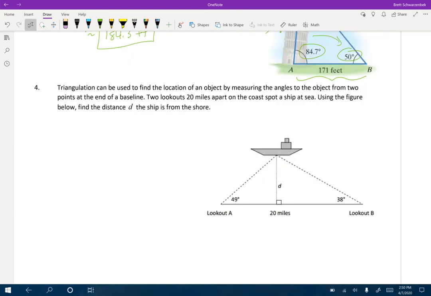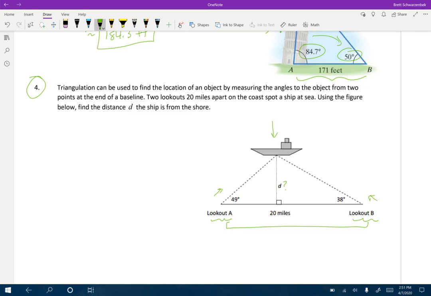All right, number 4, it says triangulation can be used to find the location of an object by measuring the angles to the object from the 2 points at the end of the baseline. It says 2 lookouts 20 miles apart, so we got lookout A and lookout B that are a full 20 miles apart from each other. Both of them basically spot a ship at sea. So both of these guys are looking in this direction, right? And they see this ship somewhere at sea. Use the figure below to find the distance d of the ship from the shore. Okay, so basically our goal is to find this variable d.